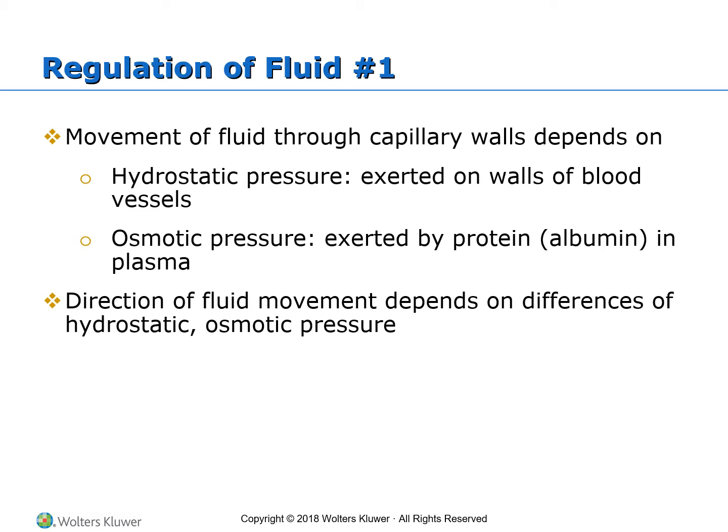Hydrostatic pressure is the pressure exerted by the fluid on the walls of the blood vessel at the arterial and venous ends of the vessel. Hydrostatic pressure and osmotic pressure are opposing forces, so they actually will push against one another. Therefore, the movement of fluid will depend on the differences in these two pressures. So if one's higher and the other's lower, then you'll have movement of fluid based on that. Osmotic pressure is the amount of hydrostatic pressure needed to stop the flow of water by osmosis, and this is determined by the number of solutes.